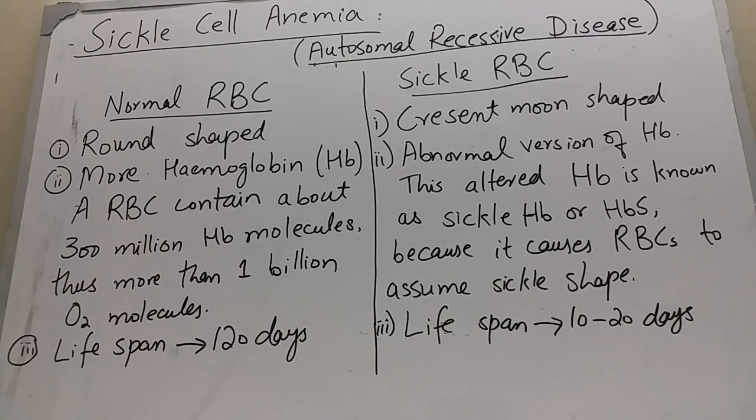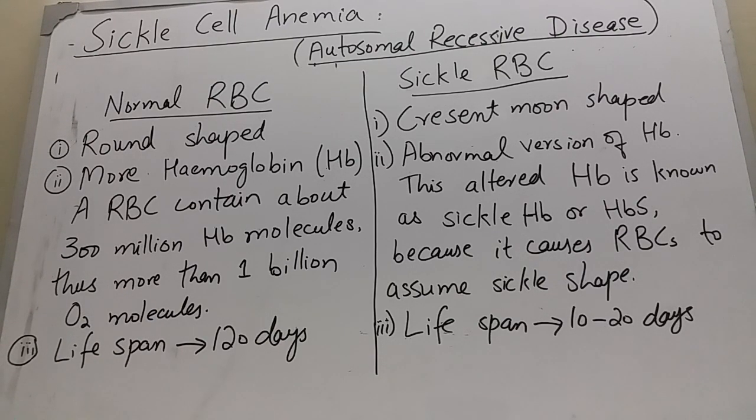So the second main difference between the normal RBC and the sickle RBC is that a normal RBC contains a large amount of hemoglobin, more hemoglobin molecules, and in this way these hemoglobin molecules supply enough oxygen to all the body tissues. But in the case of sickle cell anemia, the shape of RBCs becomes a crescent moon, and this is because hemoglobin has undergone mutation. Normally hemoglobin has a quaternary structure, but in this case the structure is disturbed and altered, and that is why it causes the red blood cells to assume a crescent moon or sickle shape.